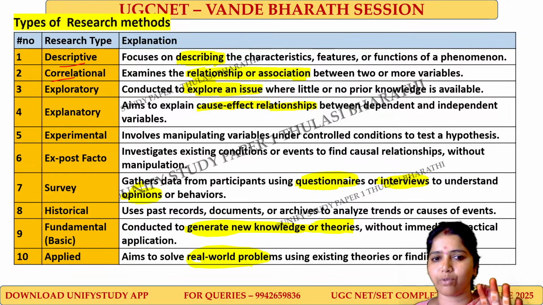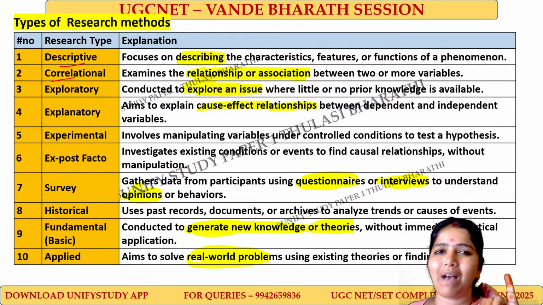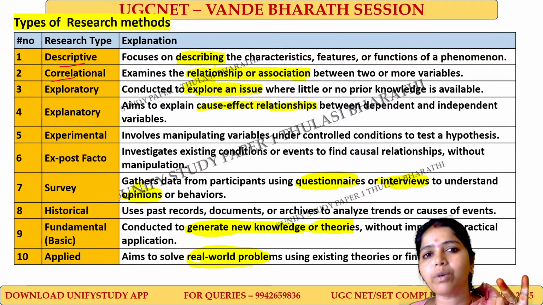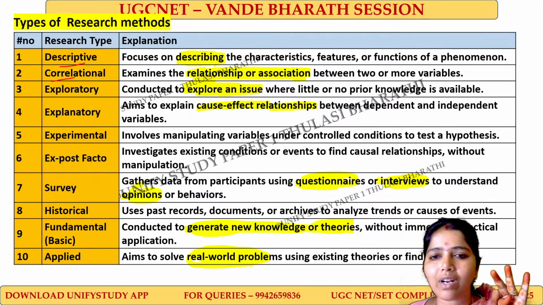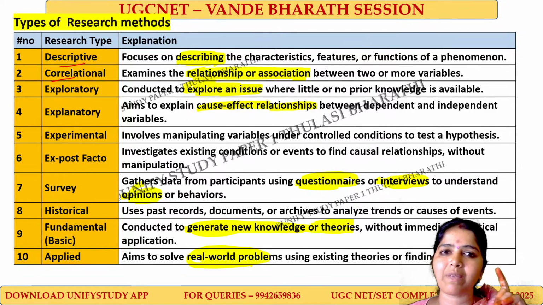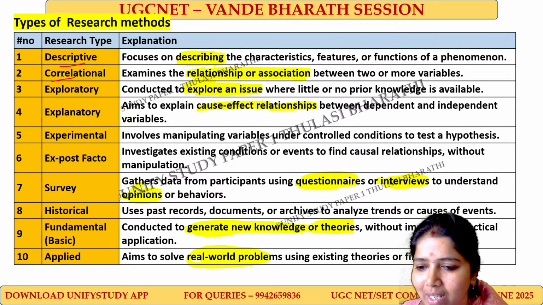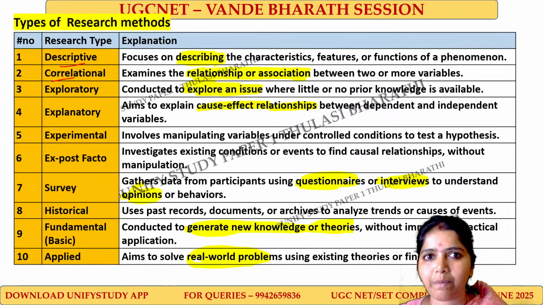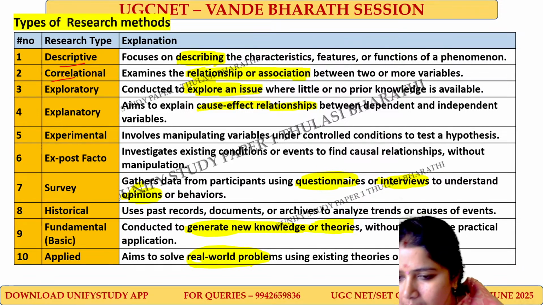Four keywords we have to remember. Keyword number 1, manipulation will be done. Keyword number 2, controlled environment. Keyword number 3, randomization. Keyword number 4, cause and effect. You can ask me, ma'am, explanatory also has cause and effect, but here in experimental we have that cause and effect.